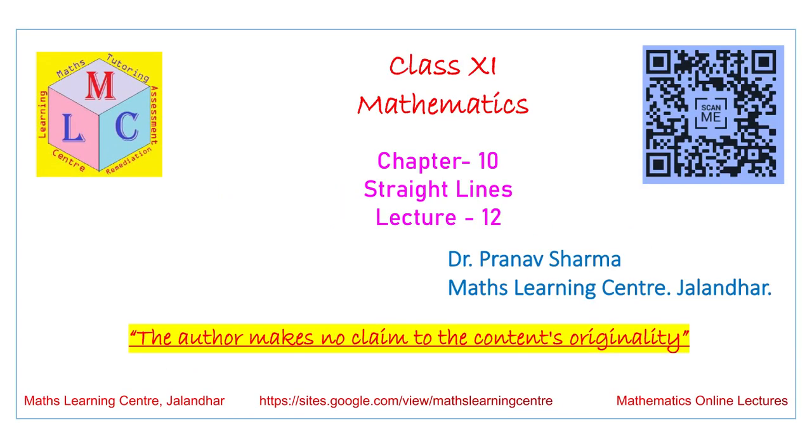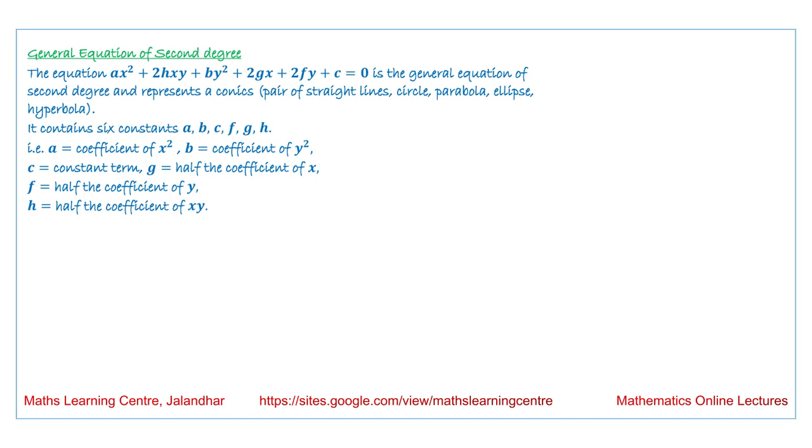We are going to start now lecture 12 of chapter 10, class 11th mathematics, straight lines. In our previous lecture, we talked about the homogeneous equation of degree 2. Now we are going to talk about the general equation of degree 2.